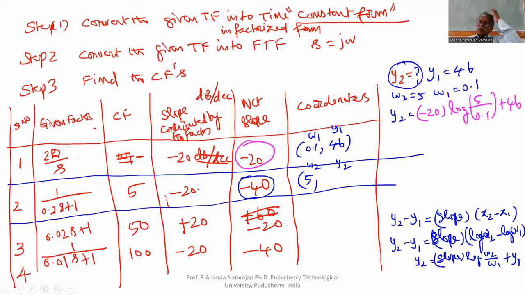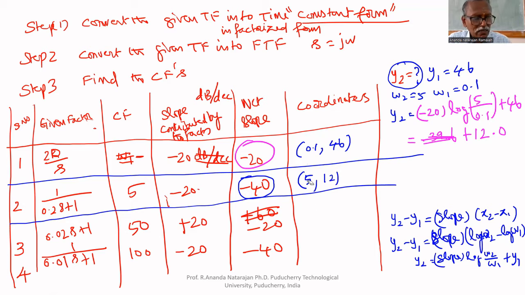Find. 12.0. Because log 50 is 1.6, multiplied by 10 is 16, multiplied by 2 is 32. 46 minus 32, how much? 14. Rough calculation, 14. So 12 will be correct. So y2 equal to 12. Therefore, the coordinate is 5, 12. That's all. Now we have to find the next coordinate.